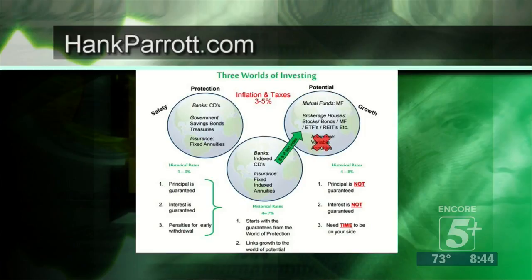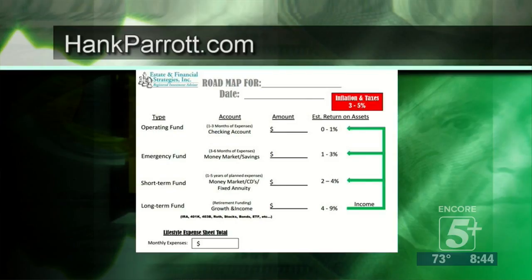So if we take a look at the next slide, there we have what we call the roadmap, and this is what I was talking about: your operating fund, about 1 to 3 months' worth of expenses; your emergency fund, 6 months' worth of expenses; your short-term fund, which would be, depending on what your short-term financial goals are in terms of expenditures you may have over the next 3 to 5 years; and then your long-term fund.